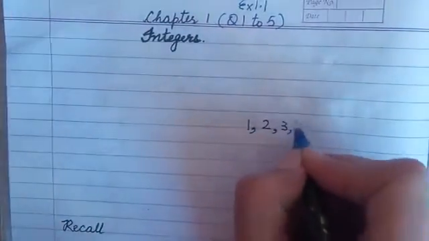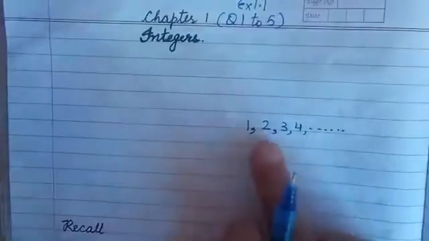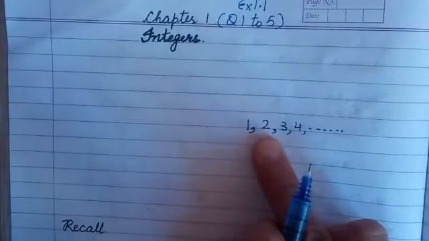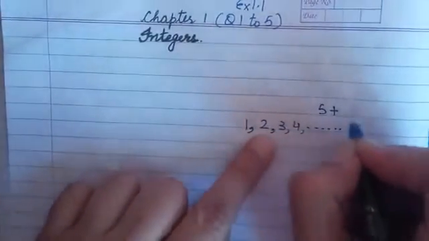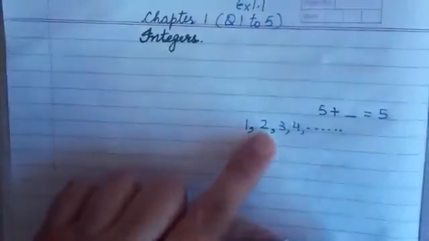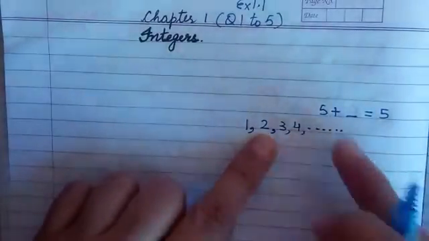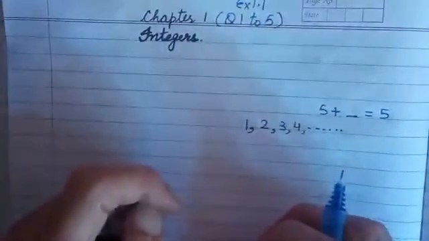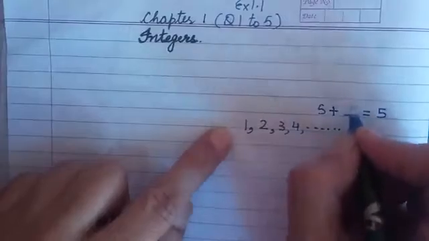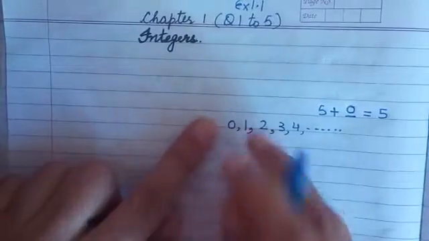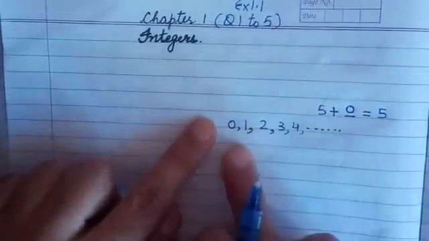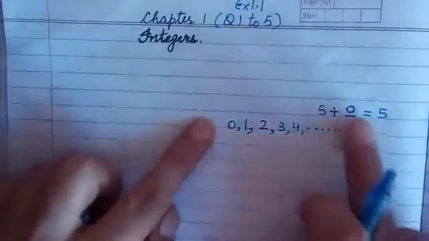Dear students, you know the first numbers to be discovered were counting numbers. We call them natural numbers. Now think, what should be added to 5 to get 5? Nothing should be added to 5 to get 5. This nothing we represent with 0. And when we add this 0 to the set of natural numbers, we get a new collection of numbers known as whole numbers.